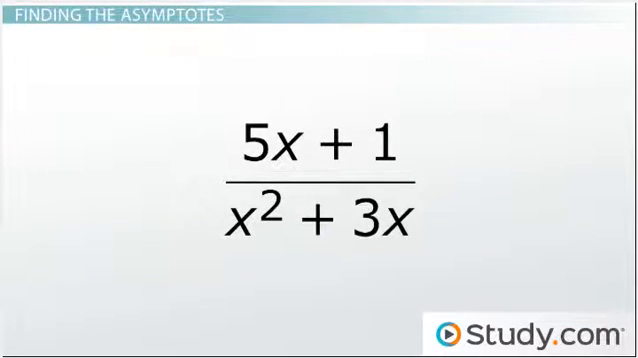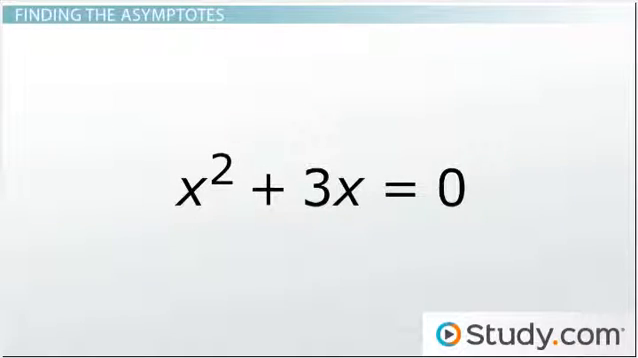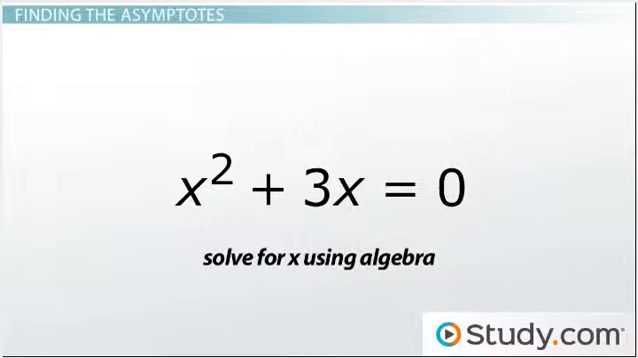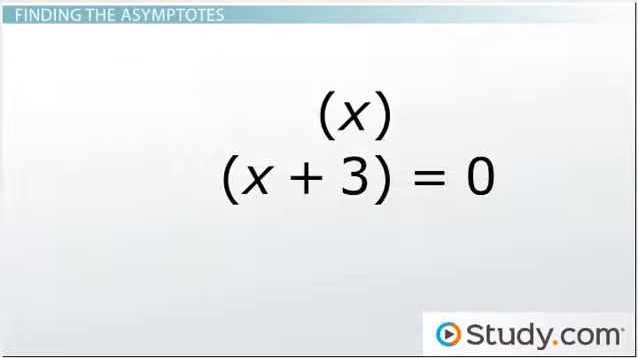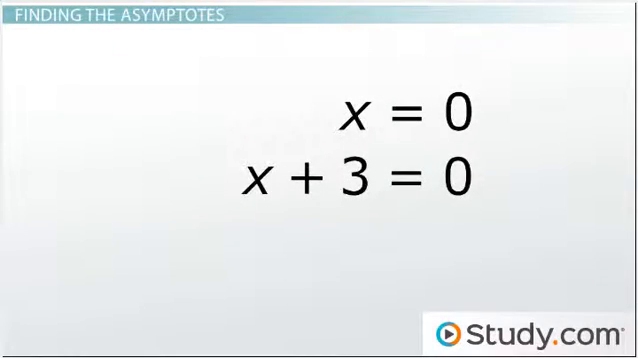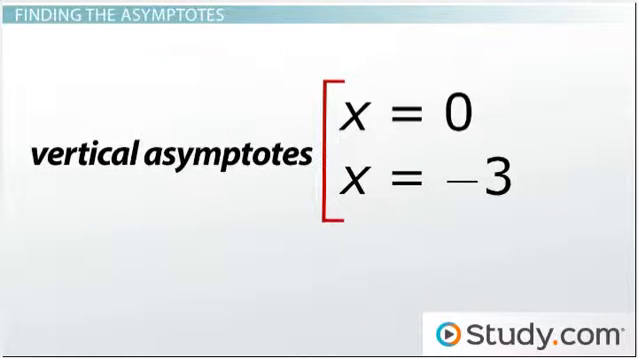Let's use the rational function we began with and find its vertical asymptotes. We set the denominator equal to 0: x squared plus 3x equals 0. We solve for x by using algebra. Our denominator is a quadratic, so we will use factoring to solve. x times x plus 3 equals 0. We set both factors equal to 0 and solve for each. x equals 0 and x plus 3 equals 0. We have two x values here, actually. We have x equals 0 and we have x equals negative 3. So these are our two vertical asymptotes.